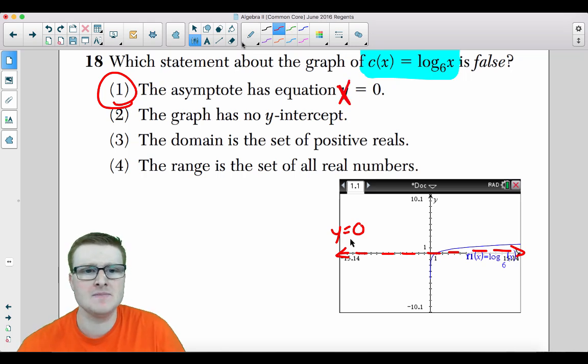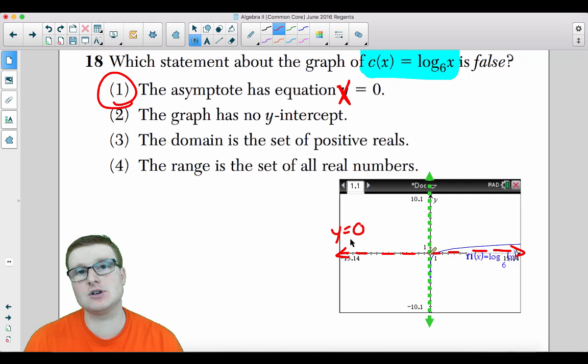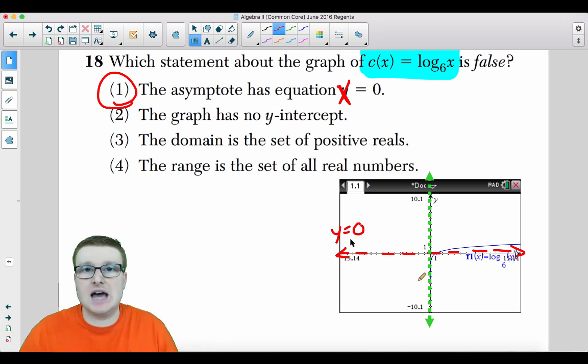What it should really say, folks, is that the asymptote has the equation x equals 0. Remember what I just said before? This has a vertical asymptote of x equals 0 because it goes down forever, but it never crosses that axis, because the minute a log becomes 0 or negative, the log is non-existent. A log has to be positive.